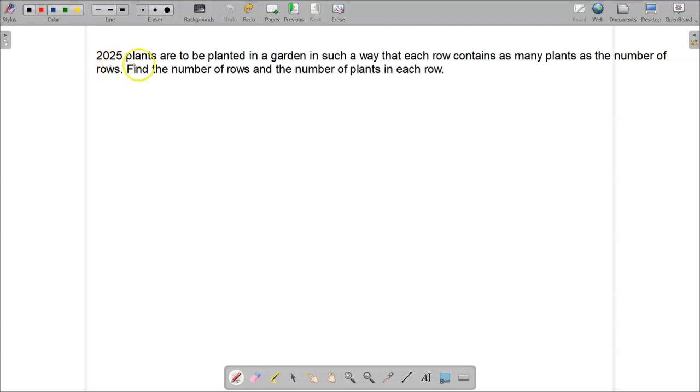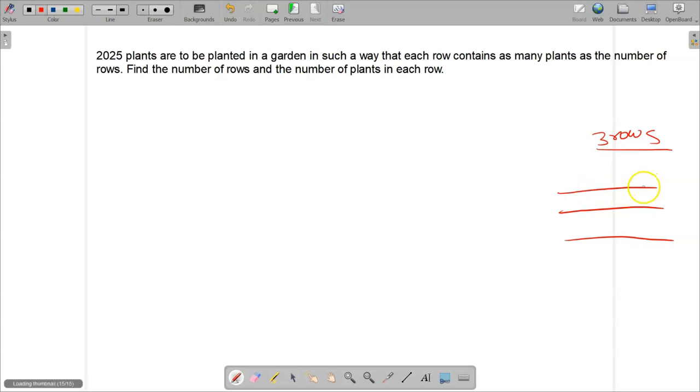The question is: 2025 plants are to be planted in a garden in such a way that each row contains as many plants as the number of rows. For example, suppose I have 3 rows, and each row has as many plants as the number of rows. How many rows are there? 3 rows. In each row I have to plant 3 plants. Why? Because the number of plants is equal to the number of rows.